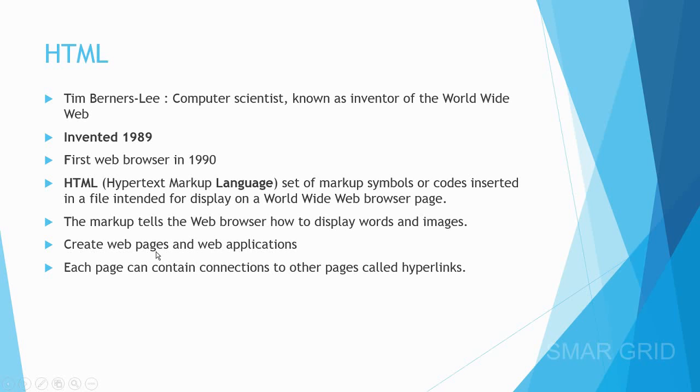Web pages are the static pages where we simply display images, words, content, or anything static which is not programming. Whereas for web applications, we use this in .NET, ASP.NET, Java, PHP, and other applications. Each page contains connections to other pages called hyperlinks. In general, when you open a web page, we have different links and different inner pages. We click on the pages and go to different links.